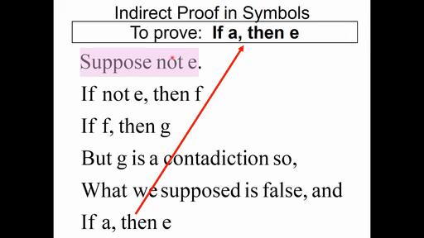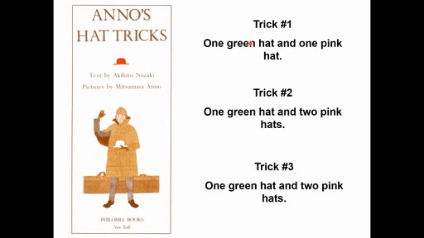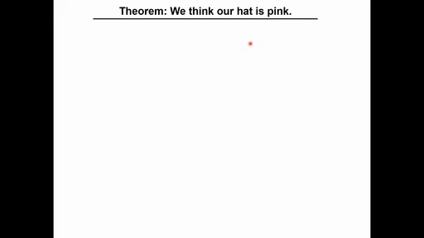So you're trying to prove it, suppose the opposite, run into a contradiction. That means you proved what you were trying to prove. In our hat trick, there were 3 of them. This is the one we're going to take a little look at here indirectly. This is the thinking that should have been involved. So the theorem is we think our hat is pink.